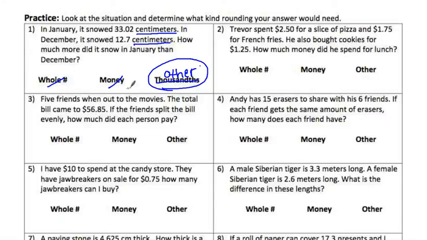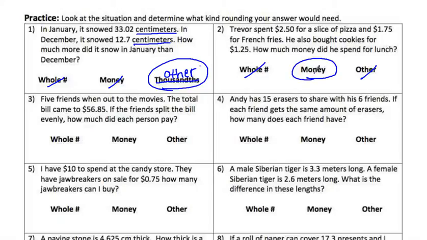So let's look at the second one. Trevor spent $2.50 for a slice of pizza and $1.75 for French fries. He also bought cookies for $1.25. How much money did he spend for lunch? Well, do I need to round money to a whole number? No. It's money, so I probably am going to round to money, and I'm not going to round to something else. So I'm actually doing money for this one.